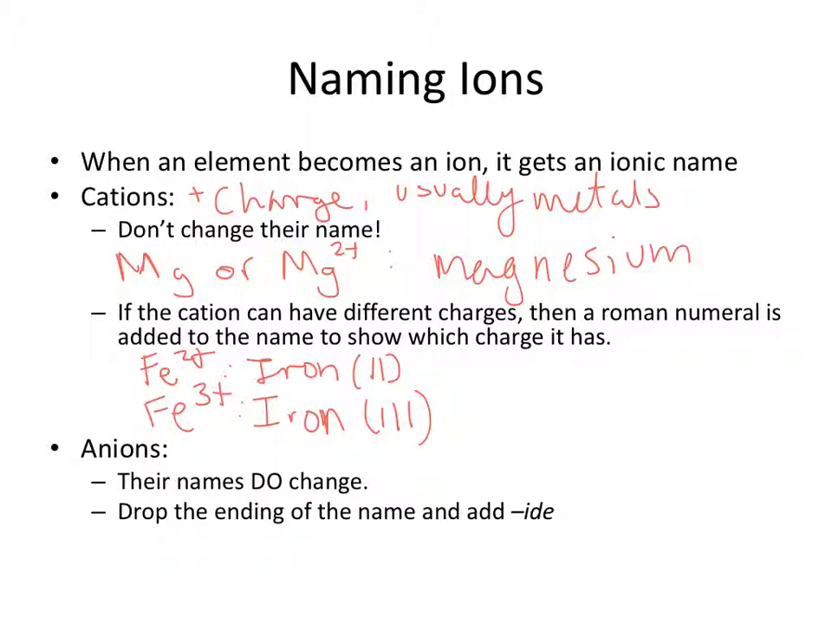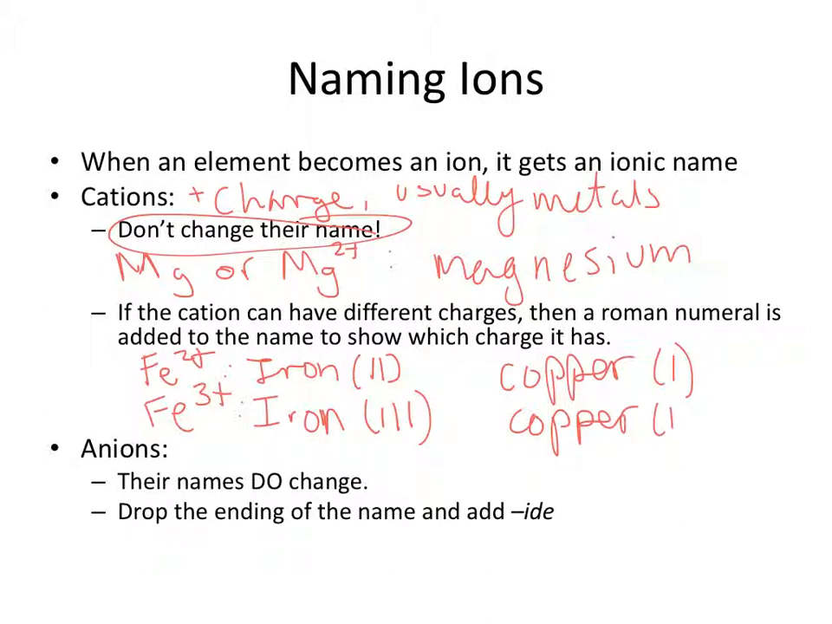Group 1 and 2 elements, or elements that only have one possible charge, like zinc and silver, you don't need to do anything, you just say its name. But if an element can have 2 different charges, the ones I want you to know in this class are iron 2 and iron 3, and copper, which can either be copper 1 or copper 2. Those are the 2 that we'll be working with in the class. But you should be able to see from any name what it is.